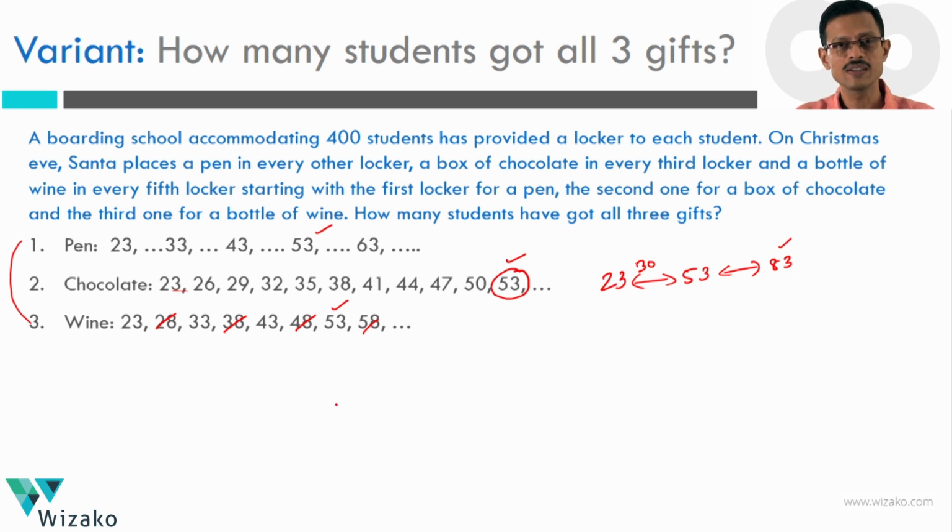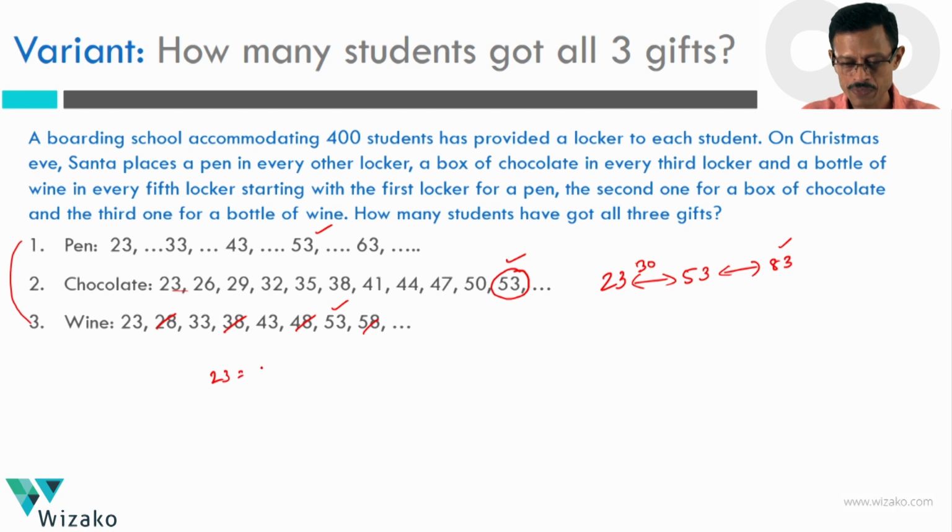Now that we have figured out that every 30th locker, every 30 lockers is when Santa repeats all the 3 gifts, we need to figure out how many students have got all the 3 gifts. One is hand counted: 23, 53, 83, listed down. We are not going too far, it's only up to 400. We'll probably find a better way. This 23, I know we are moving in steps of 30. What is it in relation to 30?